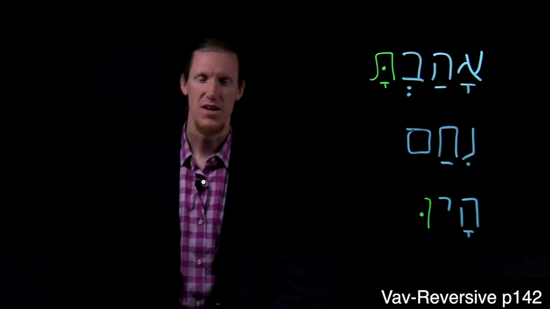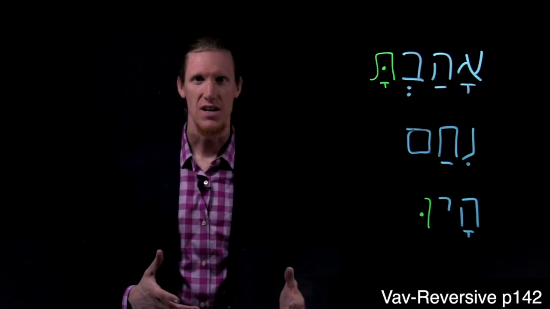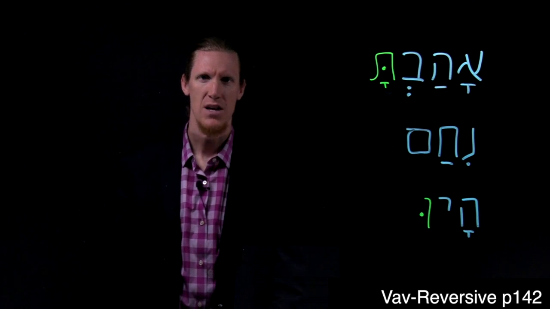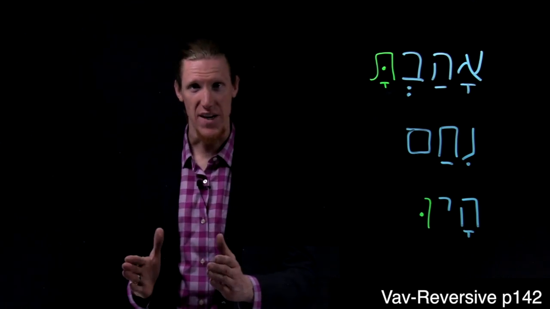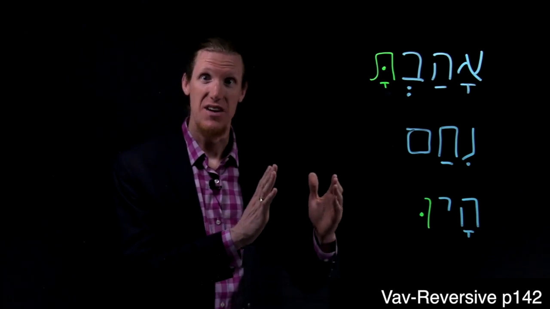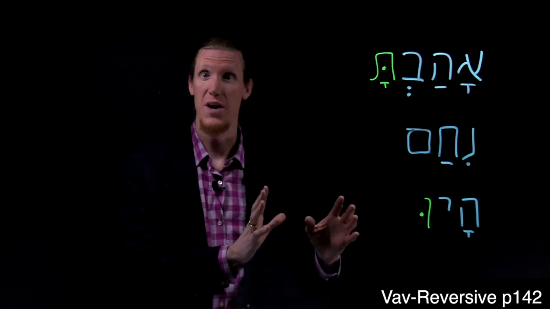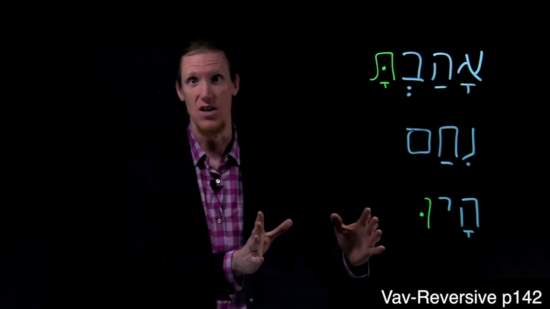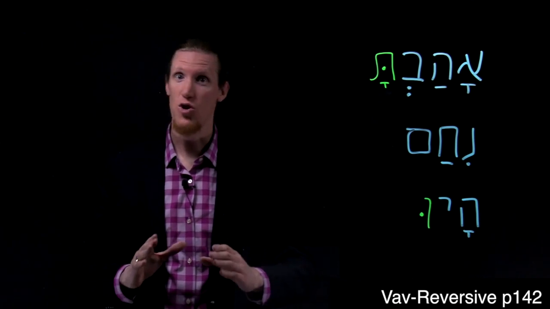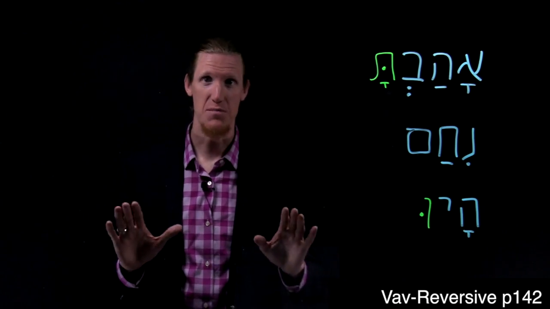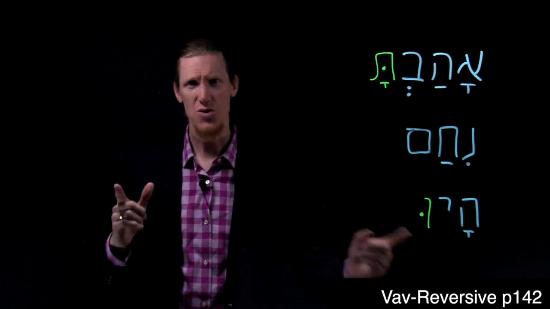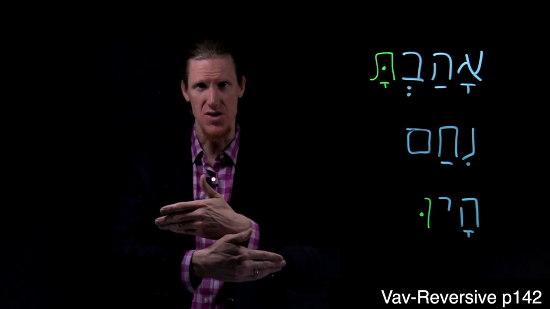The Vav-Reversive, similar to the Vav-Consecutive, is a unique, peculiar verb form in Biblical Hebrew. It is formed by taking a perfect and attaching a Vav to it, whereas the Vav-Consecutive was formed by taking an imperfect and adding a sort of unique Vav to it. The Vav-Reversive is formed with a perfect form. It can only be made by taking a perfect form and adding a Vav to it. So the two are kind of opposite of each other.